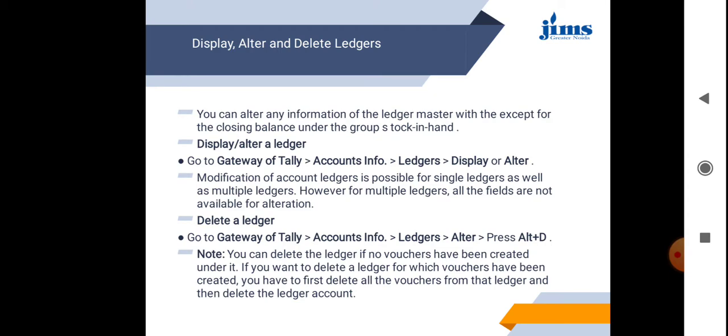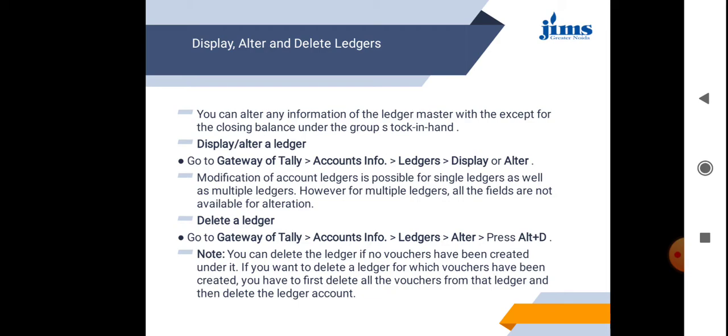Then we choose accounting information, that falls in masters. As we choose accounting information, a new box will open where there are a few options: groups, ledgers, voucher types. In there we have to choose ledgers. As you choose ledger, two options will be available: single ledger creation and multiple ledger creation. If you are going for a single ledger, then you click the option of single ledger creation. Then you have this path.